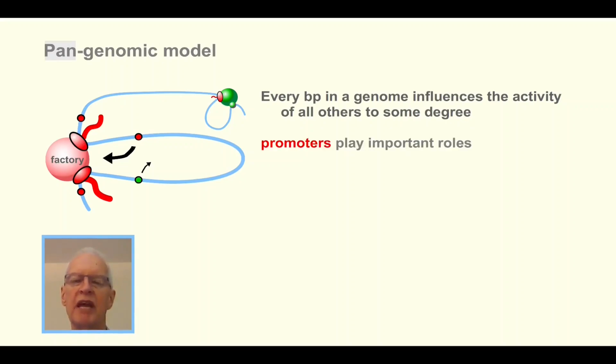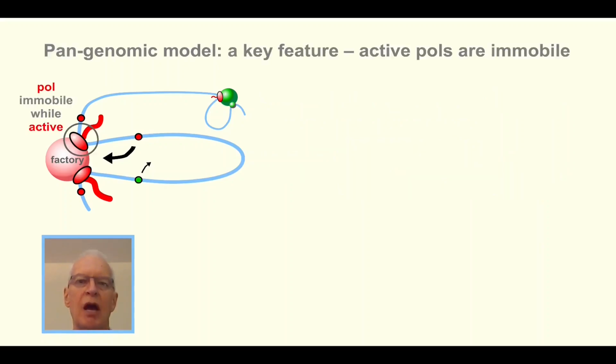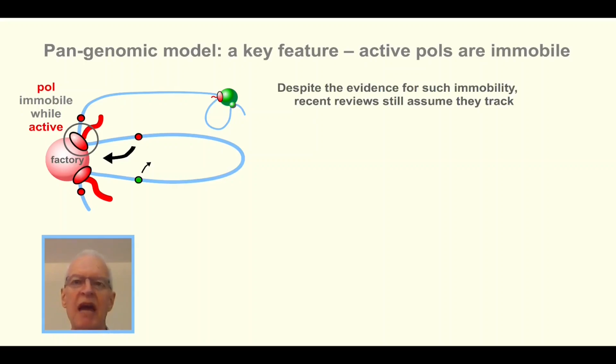Promoters are obviously going to play important roles, but then open euchromatin, closed heterochromatin, and loops anchored by cohesins are all going to affect how frequently promoters interact with their appropriately colored factories. Another key feature of this model is that active polymerases are transiently immobile, just whilst they're active. But despite the evidence for such immobility, recent reviews still assume that they track.